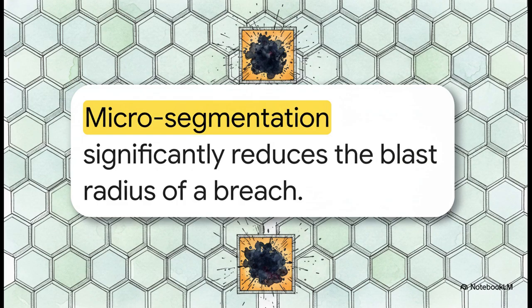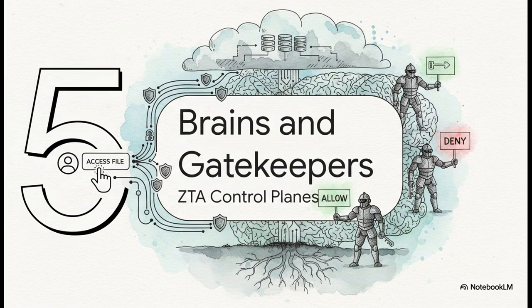We stop them dead in their tracks, effectively neutralizing the blast radius of a breach. It's like the digital equivalent of bulkheads on a submarine. One flooded compartment doesn't sink the whole ship. Section 5. Brains, gatekeepers, and intermediaries.